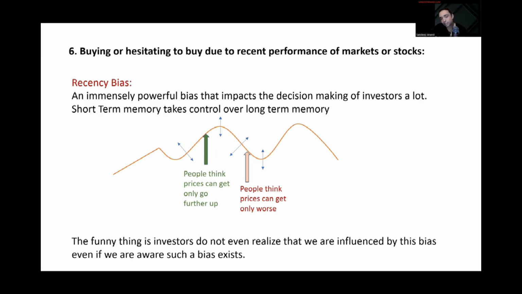And on the way down, during panic or fear or capitulation, people think that the prices can only get worse because recent price movements have been on the way down. For example, we are seeing many stocks in May 2022 going down, and we tend to not react immediately, but over a period of time, when it falls consistently, then we think the prices can only go down, and people sell in panic.